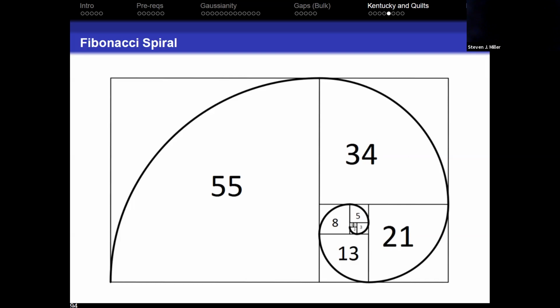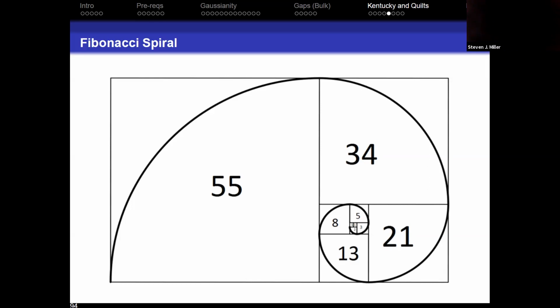So each of these squares, well, to calculate the area of the 34 square, it's just 34 times 34. The 21 square is 21 times 21. So if I want the area of this rectangle, it's just 1 squared plus 1 squared plus 2 squared plus 3 squared, and so on, all the way up to 55 squared.